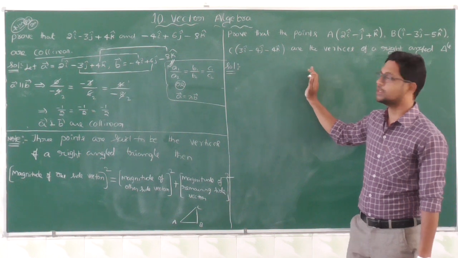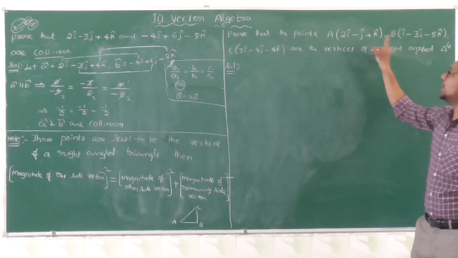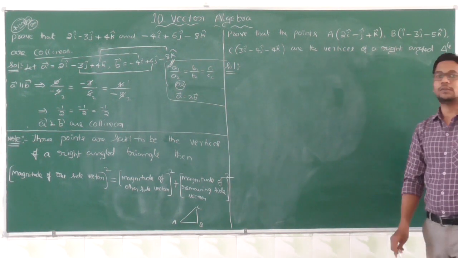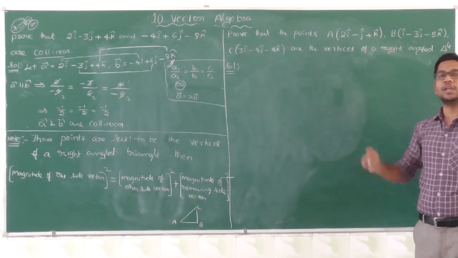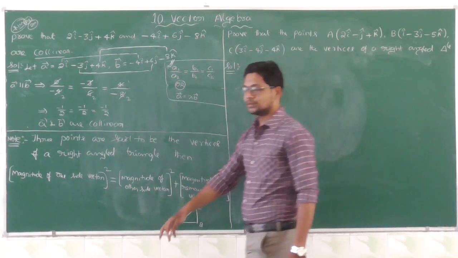Here we have the question: prove that the points A, B and C are the vertices of a right angle triangle. We have to prove that A, B and C are the vertices of a right angle triangle. For that, the condition is what?